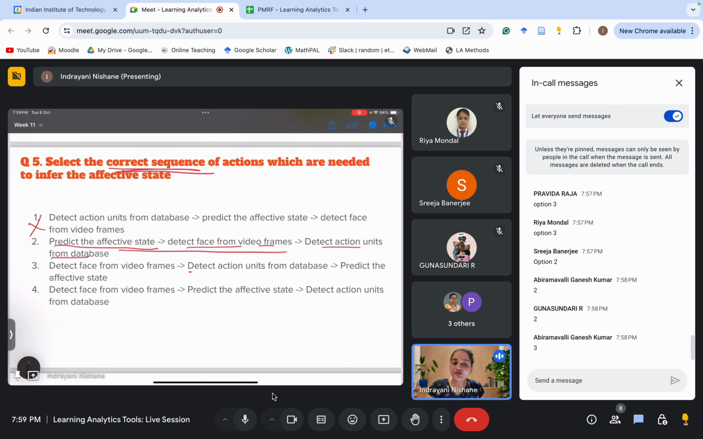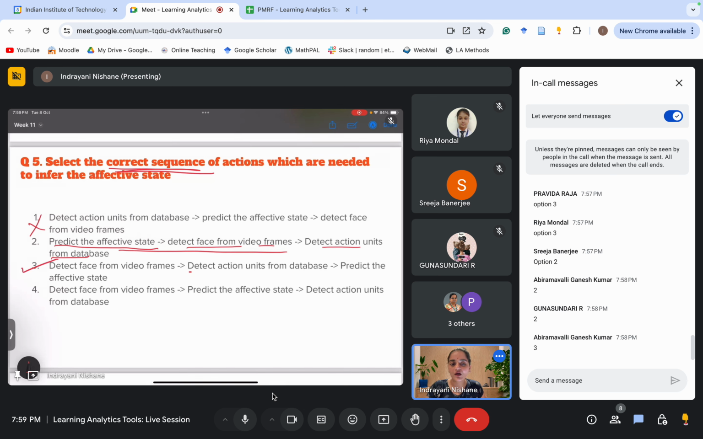First we will detect the face from the video frame. From that face we'll try to identify the action units. What are the expressions of the eyebrows, what is the position of the lips, what is the action of the nose, what is the action performed in the eye area, what are the expressions in the forehead area. All this we will detect from the face in their video. So first we have to detect the face. Once we have detected the face, we will detect the action units and then we'll go on predicting the affective states. Only when we have action units with us can we predict the affective state. So option 3 is the correct answer.